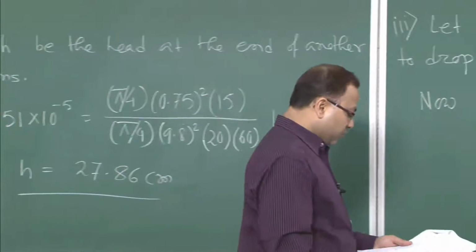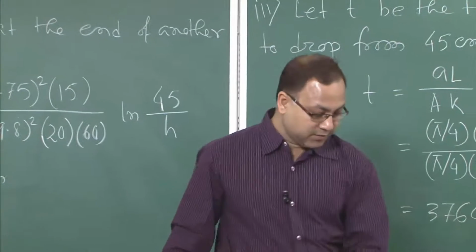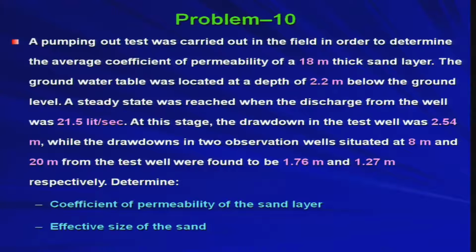Okay. Now, we will go to the next problem. Let us see what the next problem says. So, that is problem 10. The next problem says that a pumping out test was carried out in the field in order to determine the average coefficient of permeability of an 18 meter thick sand layer. The groundwater table was located at a depth of 2.2 meter below the ground level. A steady state was reached when the discharge from the well was 21.5 liter per second.